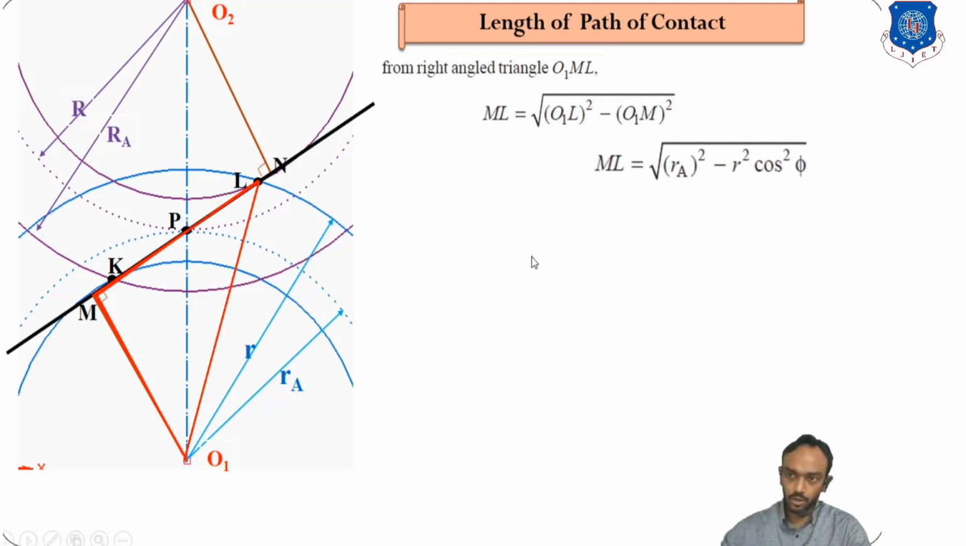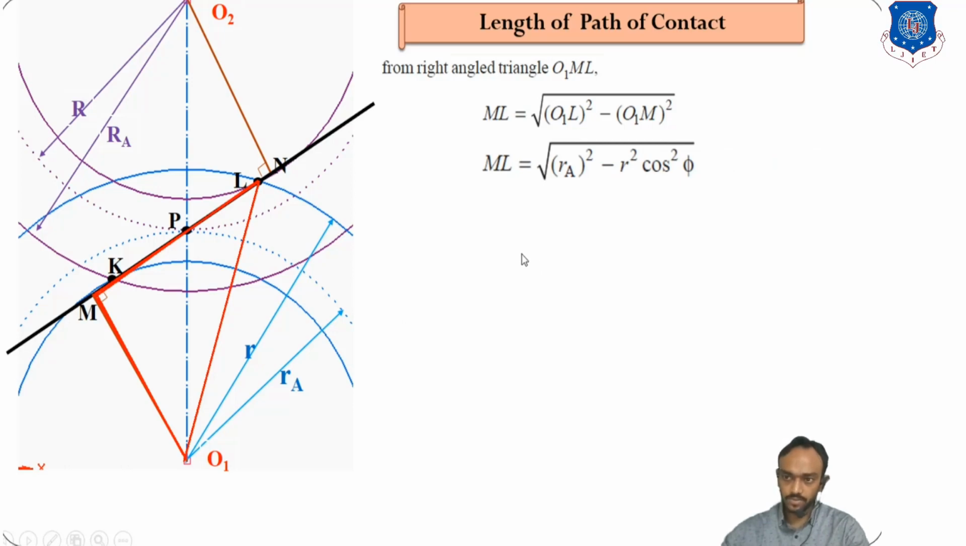So ML is equal to O1L square minus O1M square. ML is equal to root of RA square minus R square cos square phi, and MP is equal to R sine phi, the sine component.